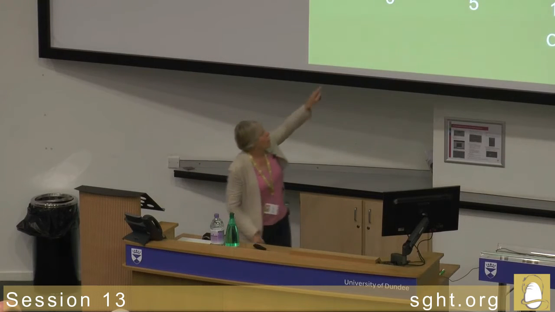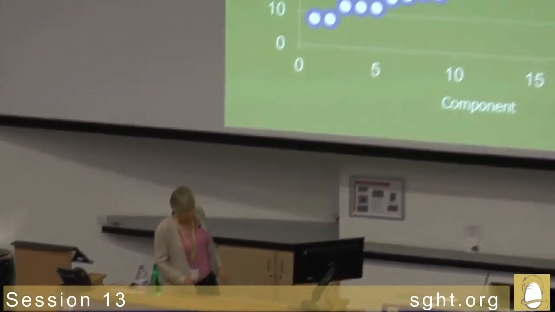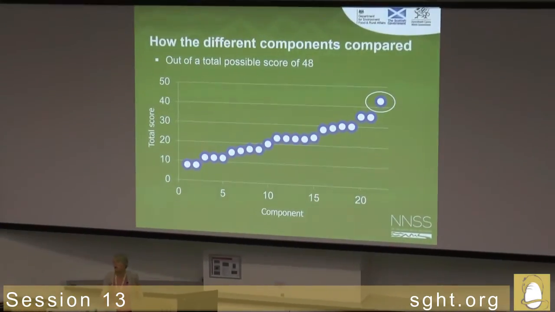A little bit of detail. So how do the different components compare? Along the bottom here, we've got the 22 different components, just in ascending order. And there is their total score. And you can see there isn't actually much between them, but we do have a couple that are standing out at the top there. And this top one is baseline information for plants.